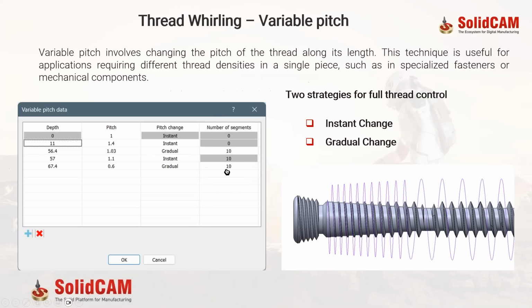We also, in thread whirling, start supporting variable pitch. In the previous versions, we supported whirling natively. It is definitely an irreplaceable method in Swiss type. But in 2025, with variable pitch, we actually close this job. Now we can support both. There are two different thread controls: is it an instant change of the pitch, or a gradual change of the pitch? So nice, so needful, perfect.